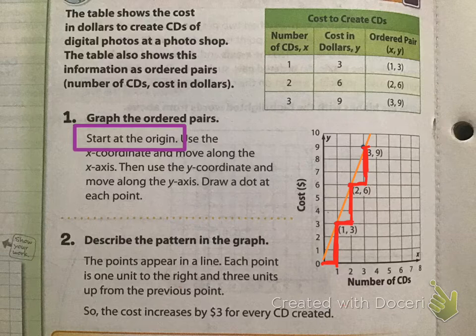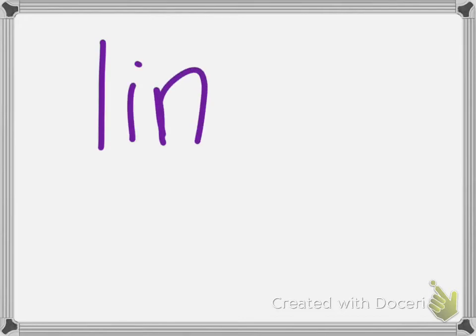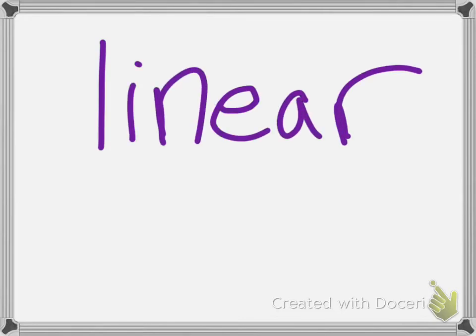So what we just did is we just graphed our ratio tables that we did yesterday. That's what we just graphed. And it forms a line. As a side note, this graph is called a linear graph. Why do you think it's called a linear graph? Who can tell me why they think it's called a linear graph?